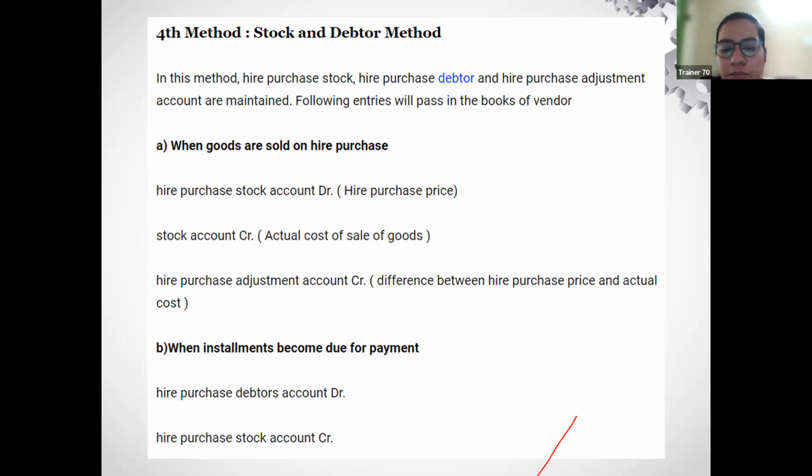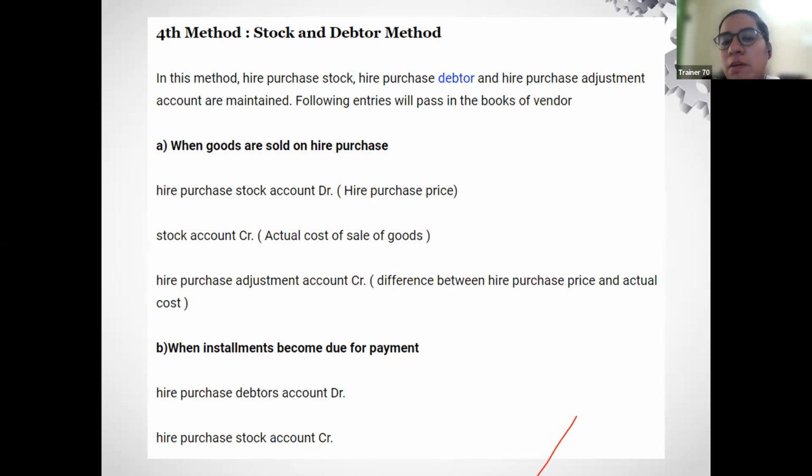So how does this work? In this method, hire purchase stock, hire purchase debtor, and hire purchase adjustment accounts are maintained. Normal accounts like hire purchase vendor are not used. Instead, the names of the accounts are changed. The accounting treatment will remain the same, but only the names are changed. Instead of normal names, you will use hire purchase debtor, hire purchase stock, and hire purchase adjustment. With the help of these three accounts, you have to maintain your books.